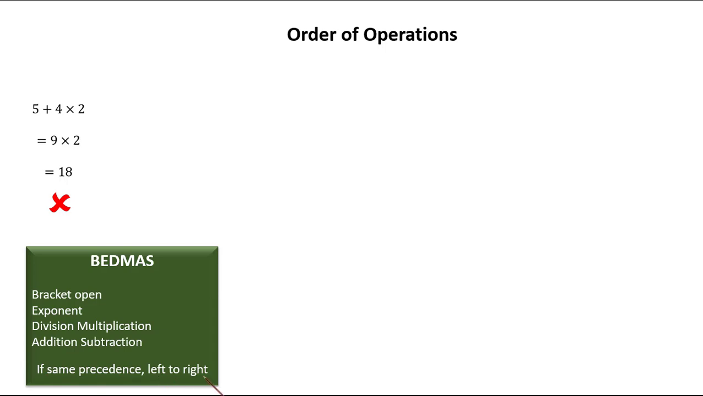So what does that mean? I'm going to show you in a moment. So let's return back to this previous question. 5 plus 4 multiplied by 2. There is no bracket over here. There is no exponential sign. So comes multiplication division. So we have to multiply first and then do the addition part. So 4 twos is 8, and then 5 plus 8 is 13. So that is the correct answer. What about this?